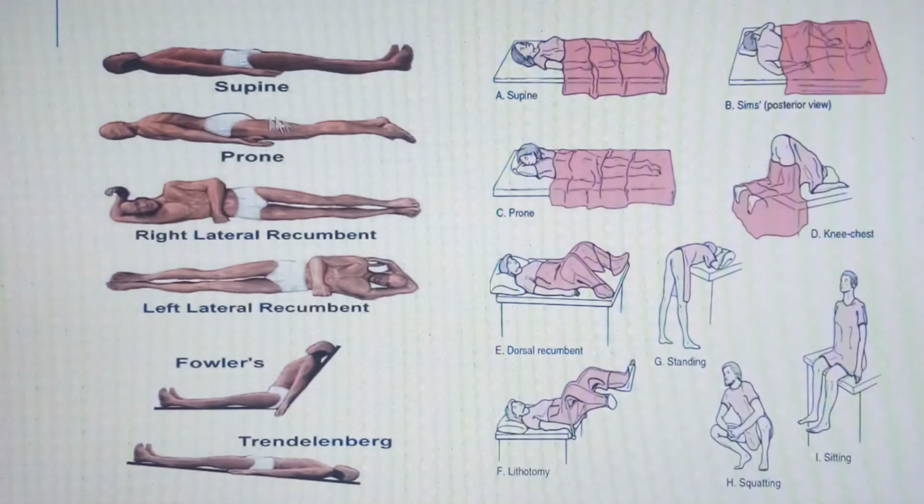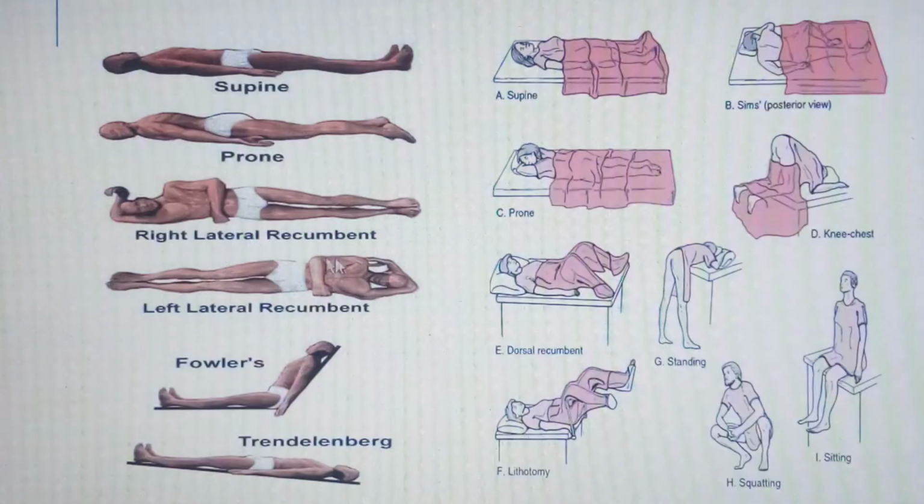So for prone position, you lie on your ventral aspect, so that your spine faces upwards. That's the prone position. Now the word recumbent is to lie down. If it is lateral recumbent, then it means to lie on your lateral aspect. Then it could be dorsal recumbent, which means to lie on your back.